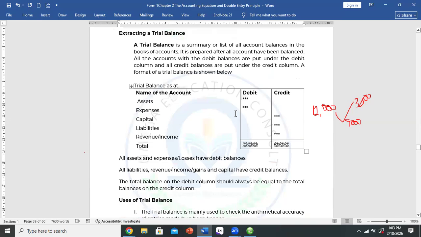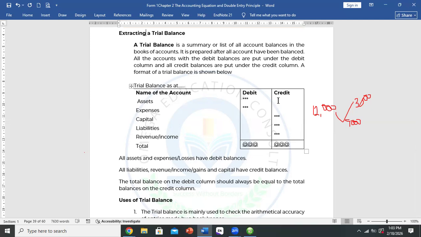So if you pick your first account, let's say your first account is Kofi's account, you write the name Kofi, and then you check when you balance Kofi's account, did you get a debit balance? If you got a debit balance, you put it under debit. If you got a credit balance, you put it under credit. Then you do the same for all the other accounts you have prepared.